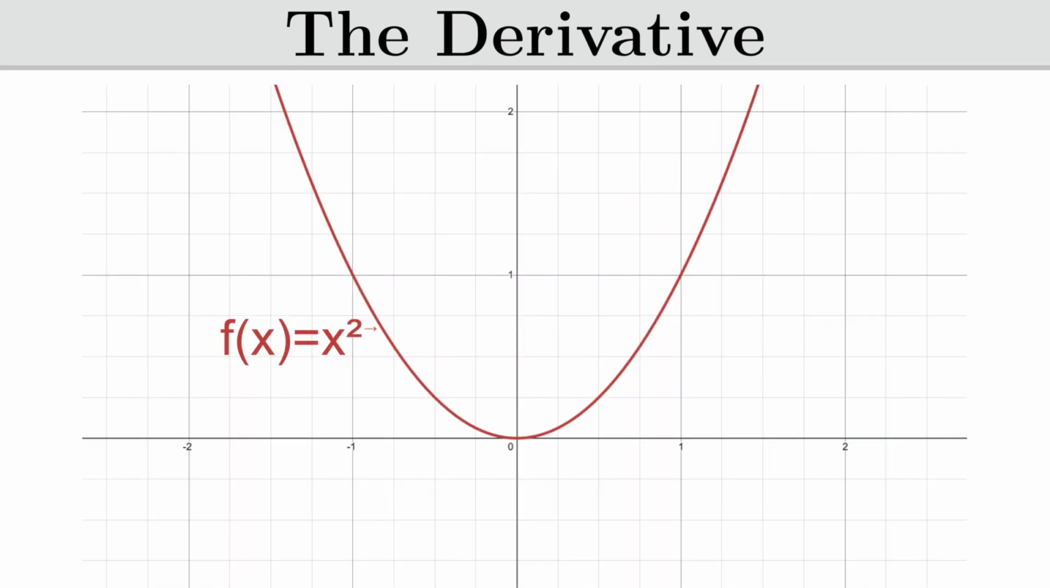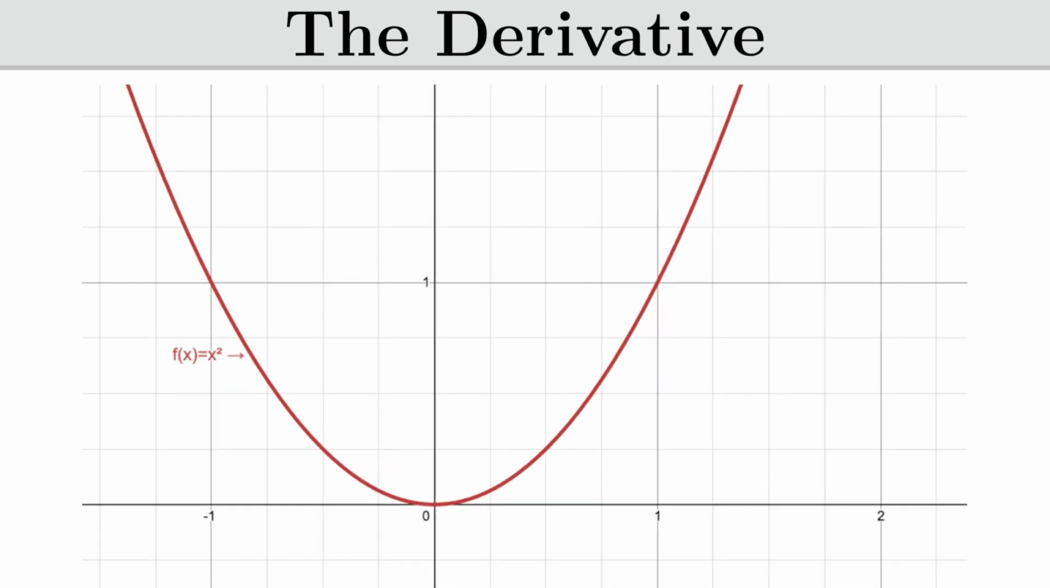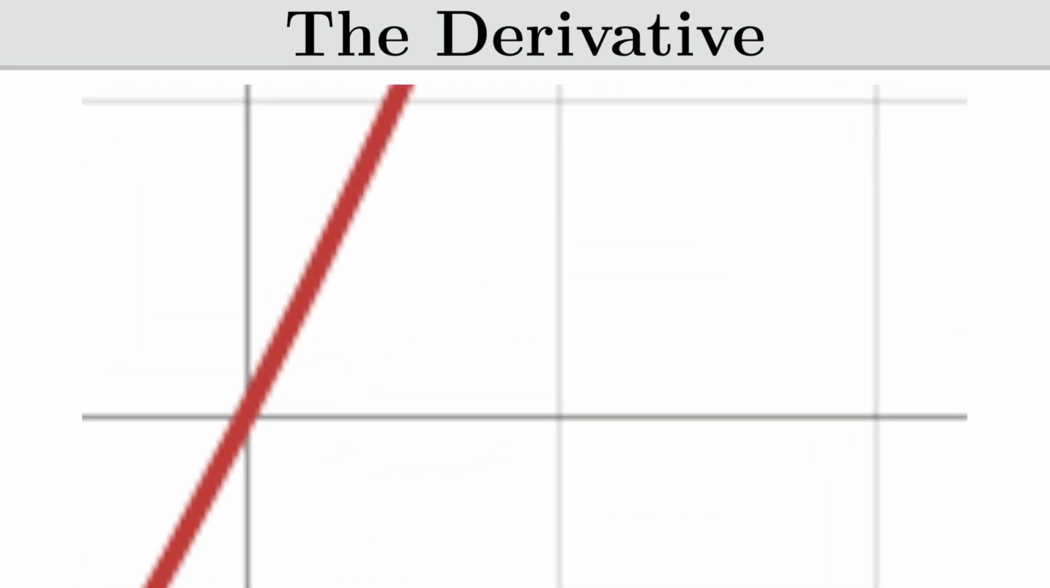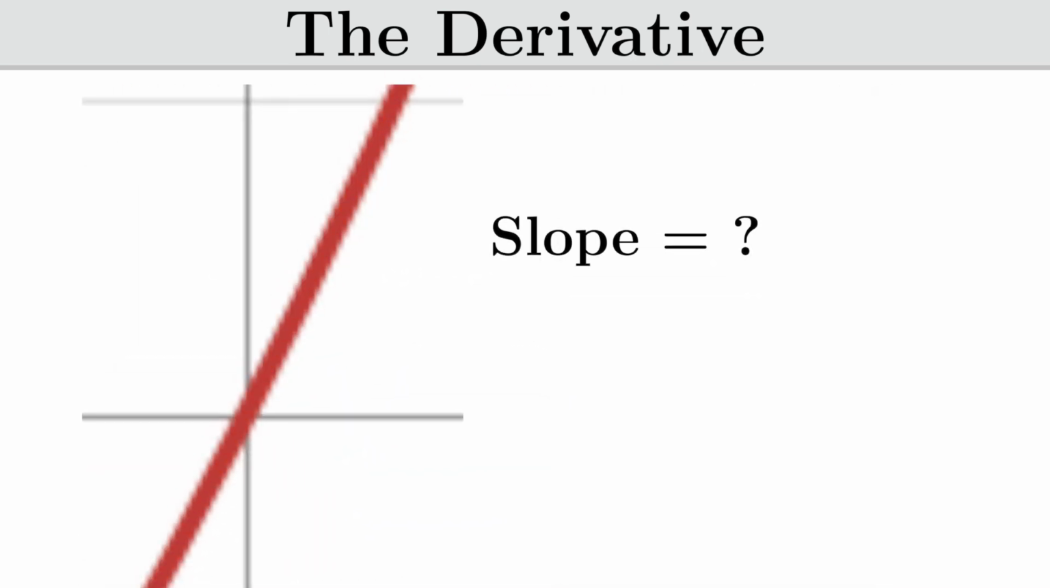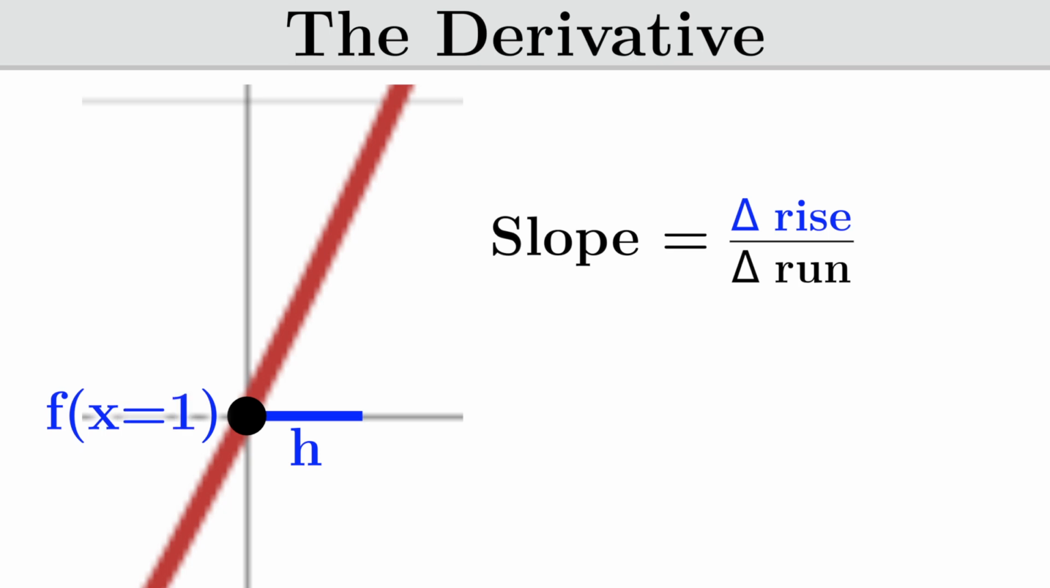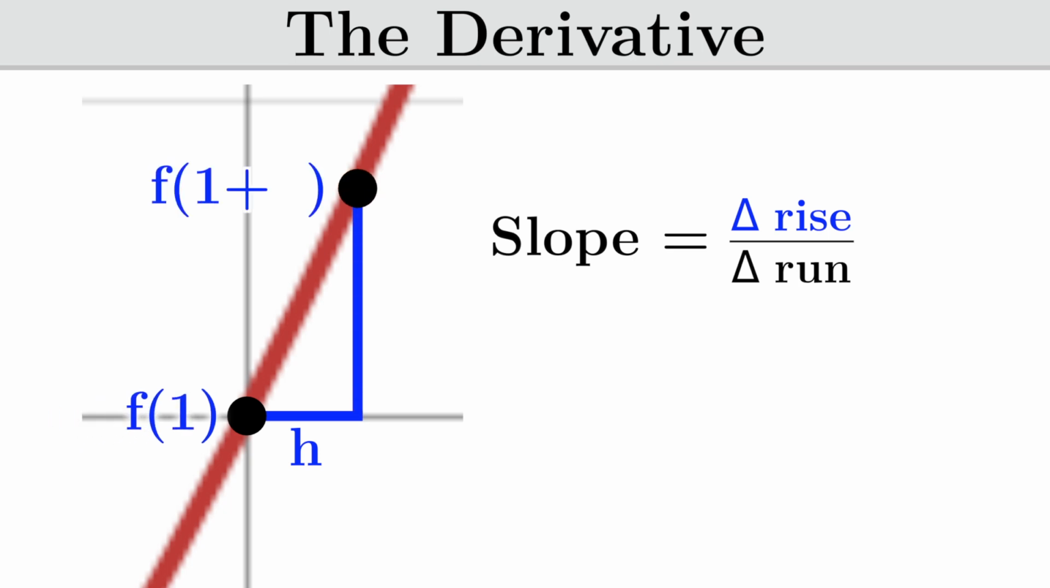Take the f of x equals x squared graph, for example. What if I asked you to find the slope at x equals 1? That is, zoom in at x equals 1 until the graph is linear. What is this slope? Simply enough, we will use the equation from earlier, change in rise over change in run. For our change in run, start at x equals 1 and move to the right by some value h. Now the change in rise is the difference between the function's value at x equals 1 and its value at x equals 1 plus h.